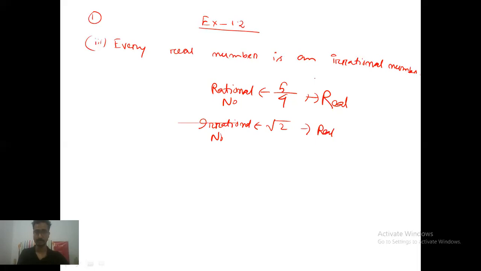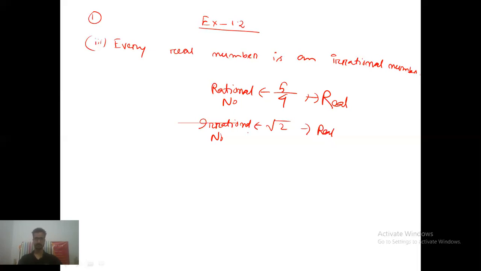Every real number is a rational number will be wrong. But the vice versa will be correct: every irrational number is a real number. Suppose every real number is a rational number, it will be false, because some real numbers can be irrational also. If the statement is that some real number can be a rational number, or some real number can be an irrational number, then it will be true.